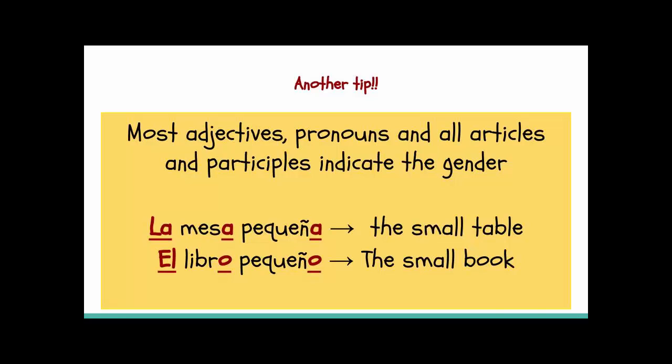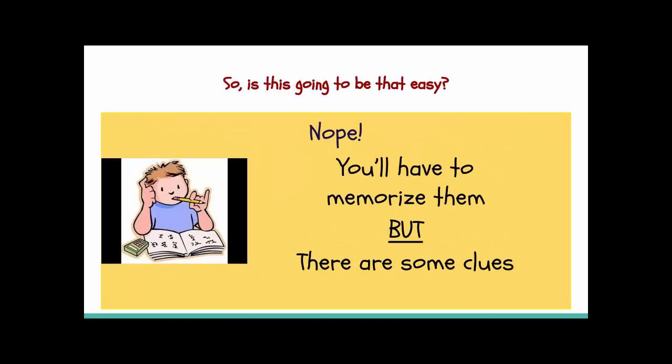In the sentence, el libro pequeño, the small book, note that both the article el and the adjective pequeño are masculine because in this sentence, libro is a masculine noun. There are no fixed rules to determine the gender of each noun in Spanish, which means we must memorize them. However, there are certain clues that can help you to guess the gender of a noun, and most times you will be successful.